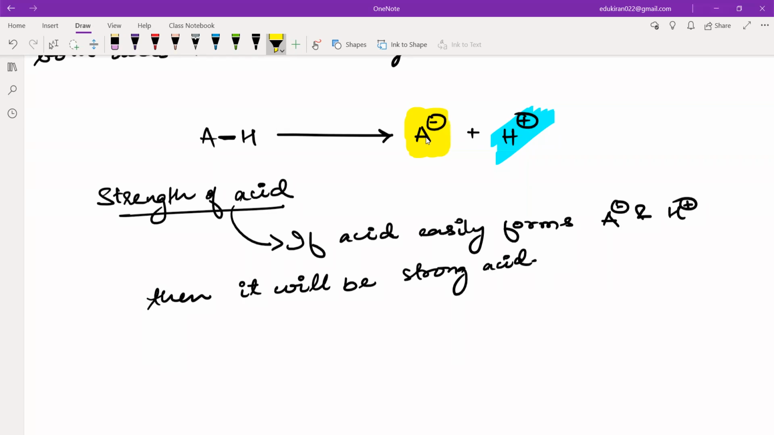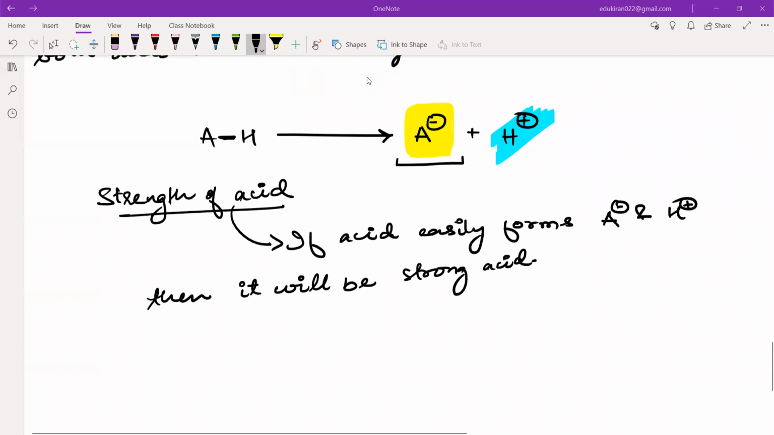Now, if something has to be easily formed, that means it should be stable or unstable? What can form easily? Something which is stable or something which is unstable? Think and tell me. Tell me one thing: if it is unstable, then will A negative want to change, or will it remain A negative? It will want to change.